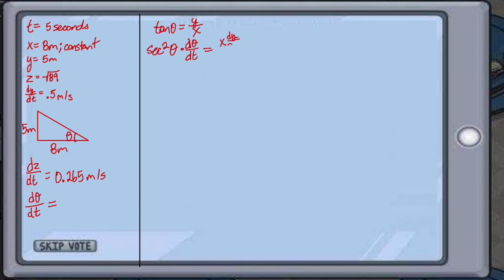Now, to move on to the derivative of y over x, we must use the quotient rule. And so we get x times dy dt minus y times dx dt all over x squared, because we are taking the derivative implicitly with respect to time. We now know that dx dt is our constant because x is always constant and never changes throughout this problem. Effectively, this means that dx dt is equal to 0, so the y times dx dt cancels out.